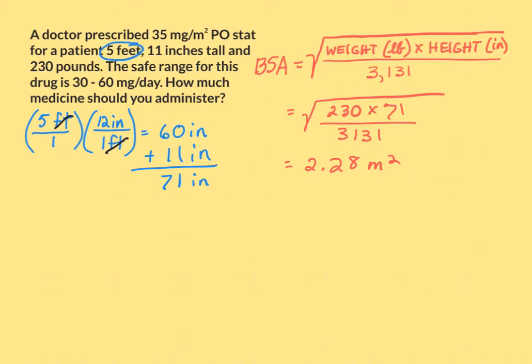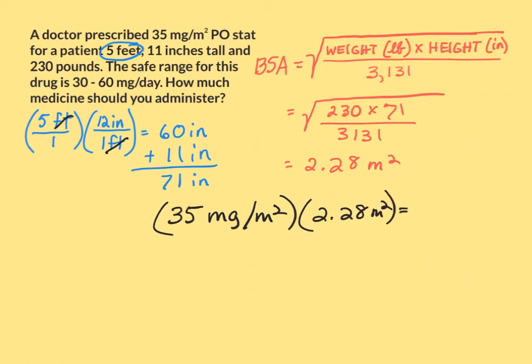All right, and then the last thing we need to do is calculate how much we will give this particular patient. The order was for 35 milligrams per meter squared. When we multiply that by 2.28 meters squared, we get 79.9 milligrams, which is way over the safe range for 1 day.